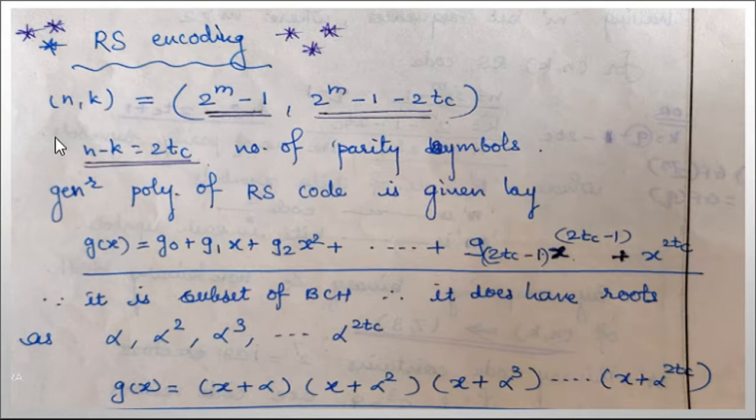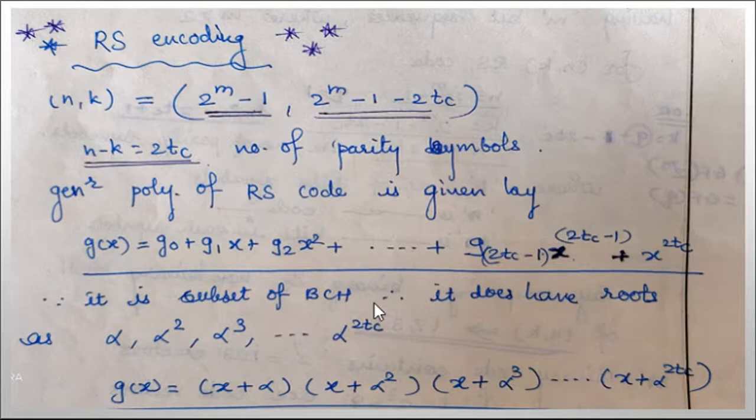Now let's look at what RS encoding is and how to proceed with it. So for RS encoding, this is the format of the RS code. This is the n minus k expression. This expression is nothing but the expression for g of x. So g of x is generalized with this expression, that is g0 plus g1x plus g2x squared up to x raised to 2tc.